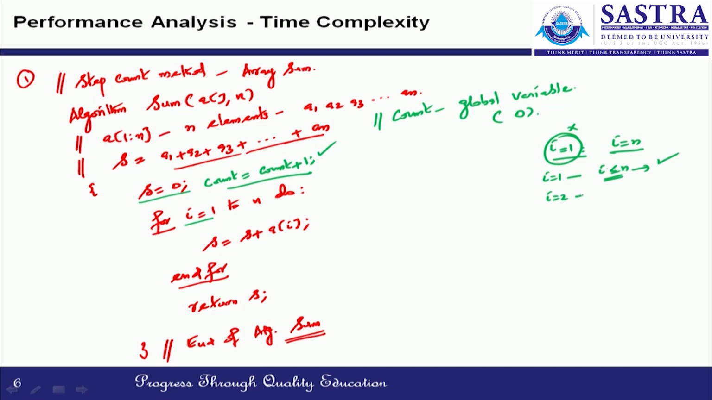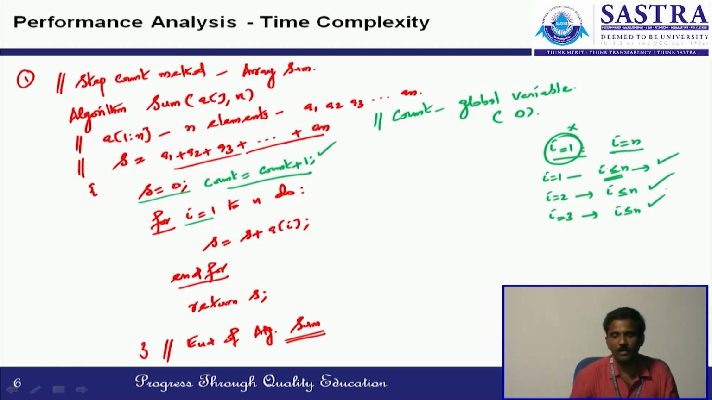When I is equal to 2, we check the condition if I is less than or equal to n. Count should be included. When I becomes 3, checking if I is less than or equal to n, the count should be included. Likewise, when I becomes n, checking if I is less than or equal to n, we need to increment the count by 1. When I becomes n plus 1, checking the condition if I is less than or equal to n, the corresponding count should be included. Count is equal to count plus 1 should be executed.